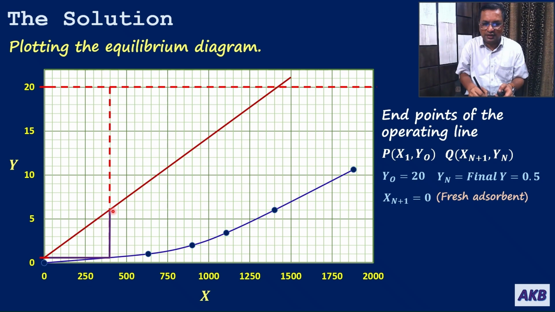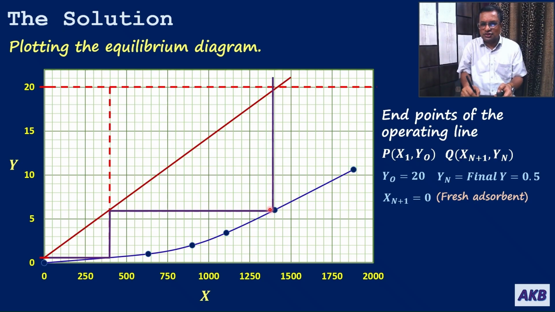Now vertically, I will have to travel to this point. So that will complete stage number 1. Then from this point, I will travel a horizontal distance to reach the equilibrium curve, and then I will travel a vertical distance to reach the operating line. Then I will check where the intersection is occurring.